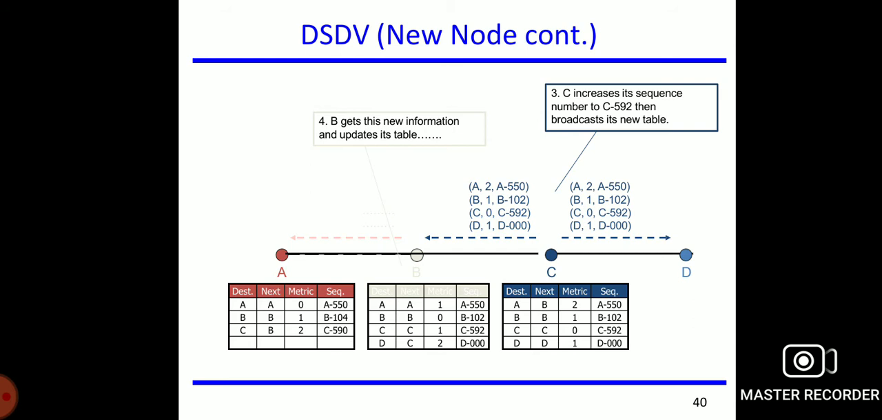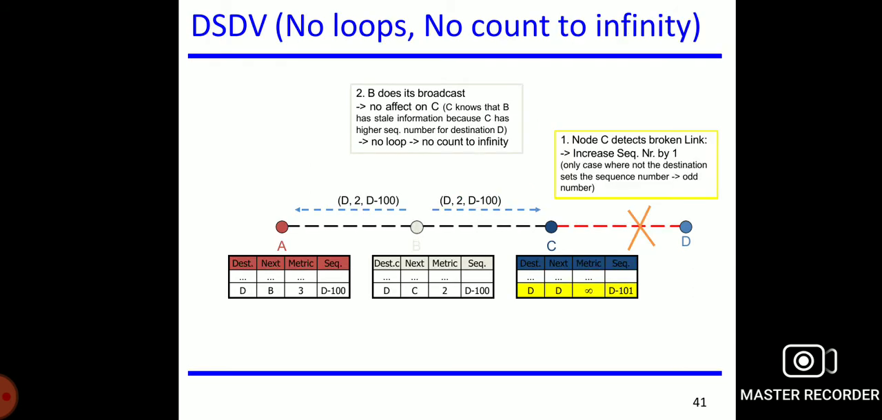Now we can move to DSDV: no loop and no count to infinity. For destination point D, to move from A, B is a neighboring node and C is also a neighboring node. So A to B, B to C, and C to D. The information for destination point D has next state 2, the metric is 2, and the data sequence is 100. So it passes through the neighboring nodes C, B, and A.